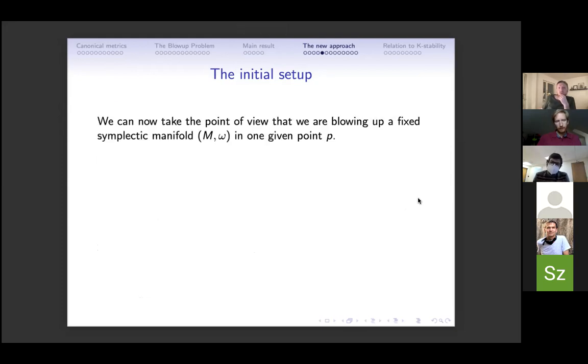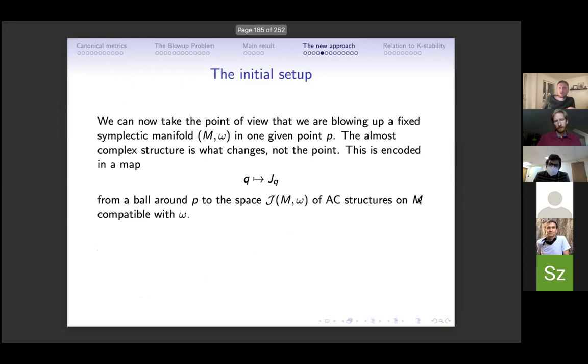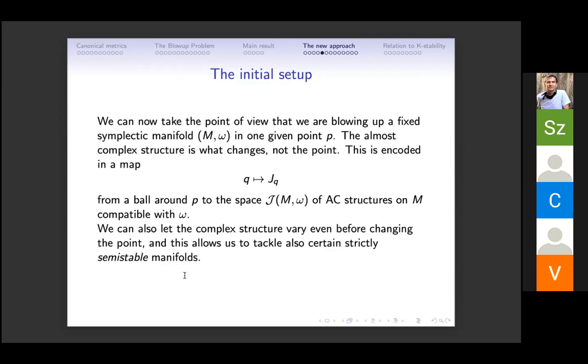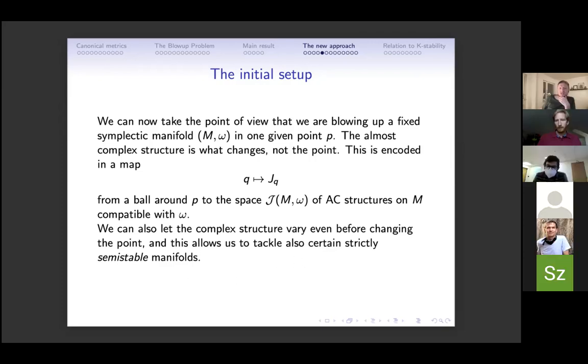So now we can take the point of view that we are blowing up a fixed symplectic manifold at one given point, and what is changing is the almost complex structure, not the point. So we can encode that in a map, Q goes to JQ, from some ball in the vector space to the space of almost complex structures compatible with our symplectic form. And once you have this point of view, you can even let the complex structure vary in the way that I was just discussing. So we can even allow the biholomorphism class to change a bit as well. And that's what allows us to tackle this strictly semi-stable case.